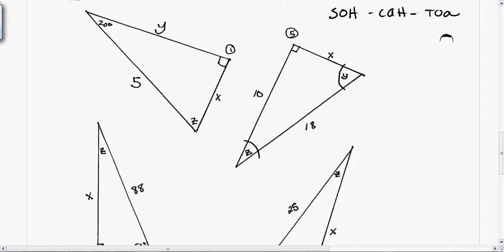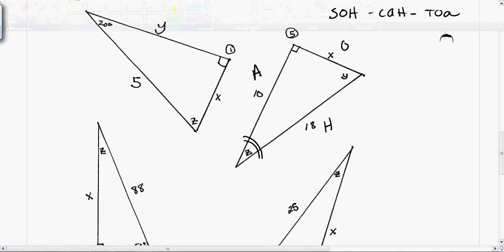And then I need to pick whether I'm going to find angle Z or angle Y. And I think I'm going to find angle Z. So I'll have angle Z marked, and then I will label all of the sides as hypotenuse, opposite, and adjacent. So I know 18 is the hypotenuse because it's across from the right angle. Opposite, I know X is opposite because it's across from the angle that I've marked. And adjacent, I know 10 is adjacent because it's next to angle Z, but it's not the hypotenuse.